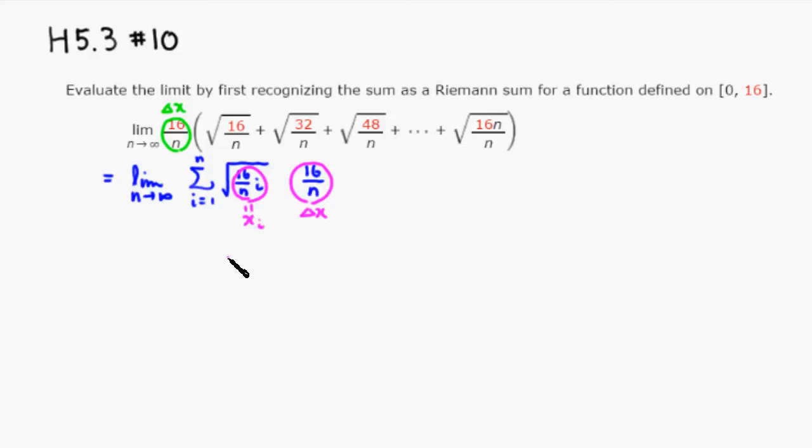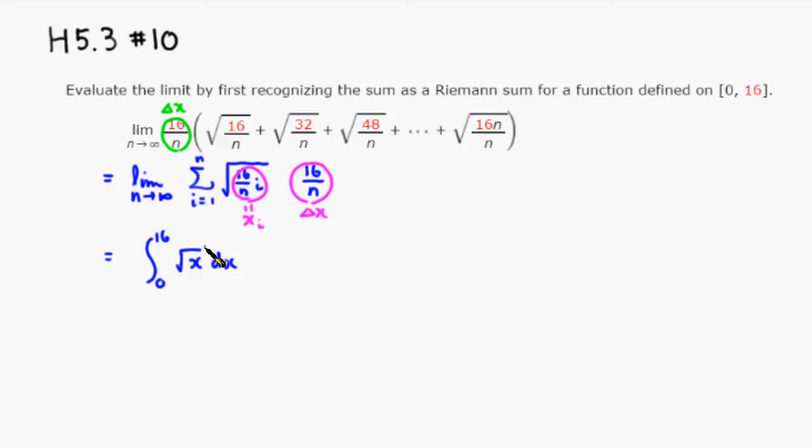So if you write it, the limit of the sum is the same thing as the integral. The interval is from 0 to 16, so you go from 0 to 16. This is the square root of xi, so the function is the square root of x. Then delta x can be written as dx. Then we can evaluate this integral.